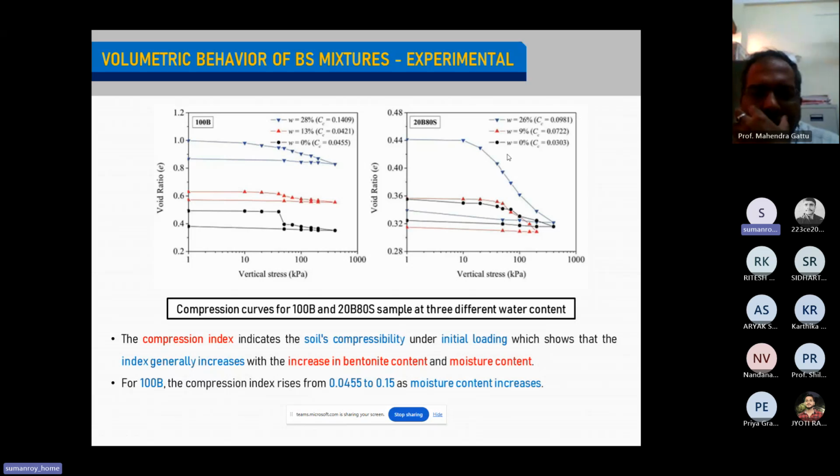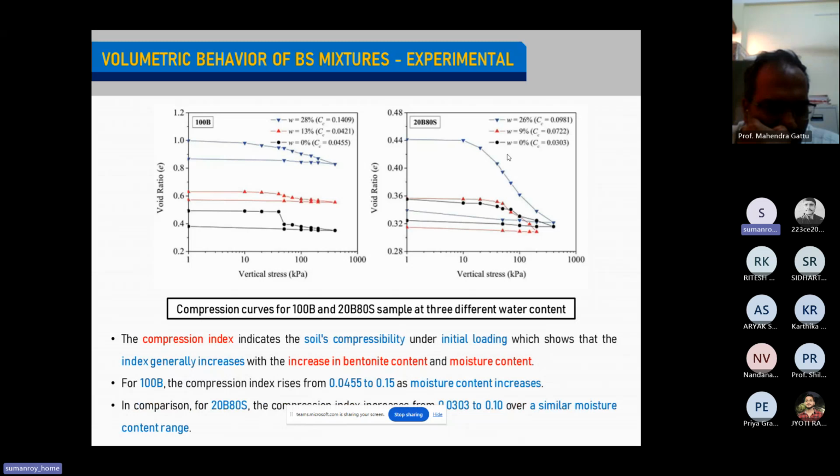But as you move towards higher water content, let us say the highest water content of 28%, we see that the volume change is more significant in 100 bentonite compared to 20 bentonite 80 sand. This indicates that when there is a high water content, and loading is applied in the cover system under any condition, the 100 bentonite is supposed to deform more compared to 20 bentonite 80 sand.